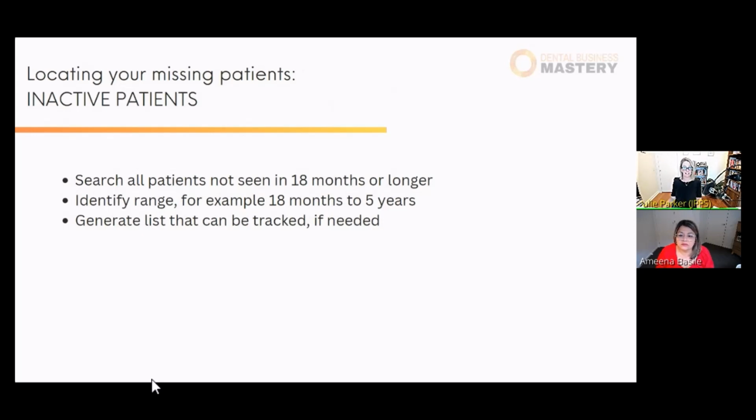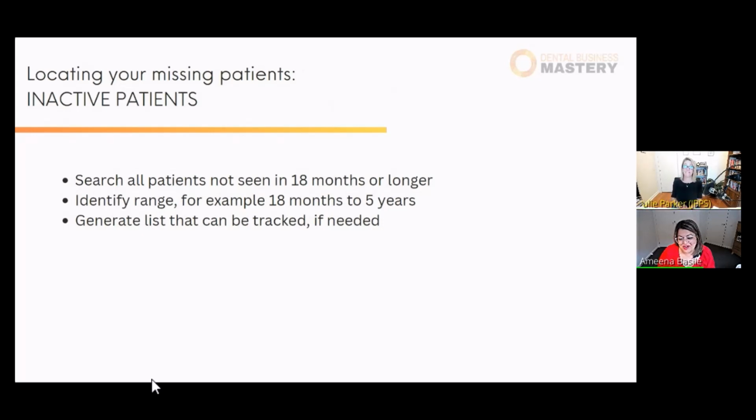So reactivating patients comes back down to recognizing there could be any number of reasons under the sun why they have become inactive. So first of all, find the list. Search for all patients not seen in 18 months or longer. 18 months is the accepted industry norm of what classifies a patient as an inactive patient. They haven't been in for longer than 18 months. Identify that range. Go.